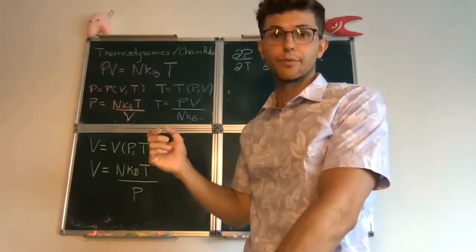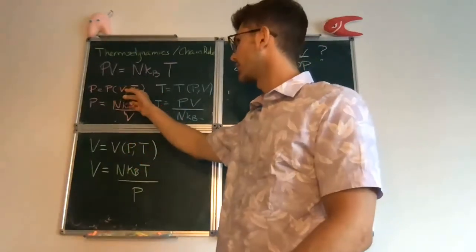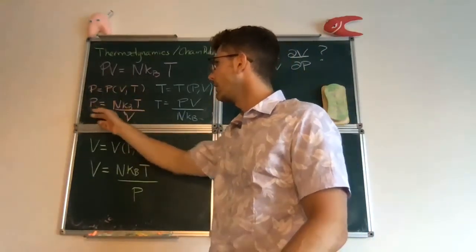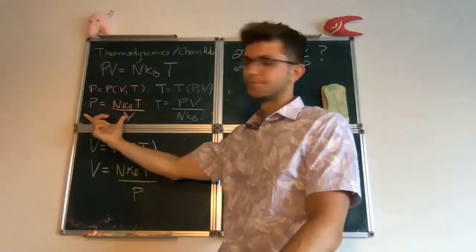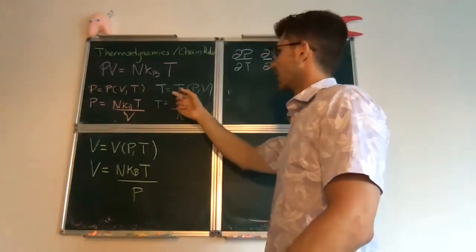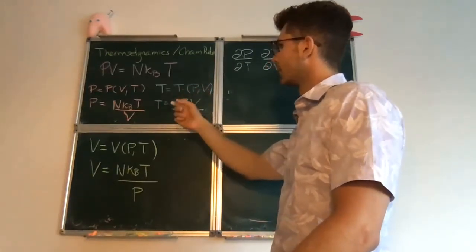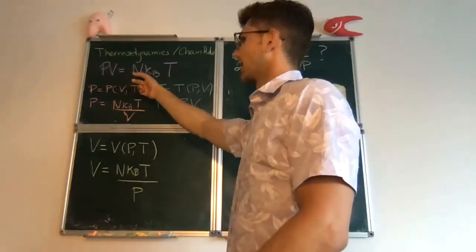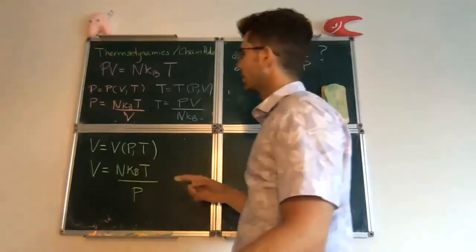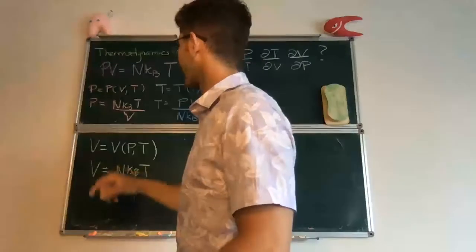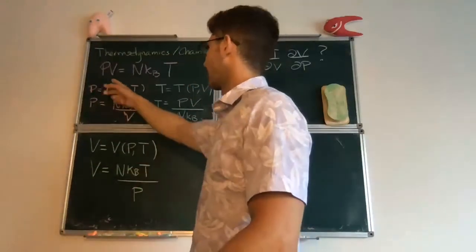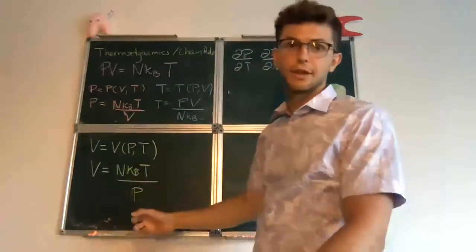So for example, if you want to understand pressure in terms of volume and temperature, you just need to divide both sides of the equation by V and you get this relation. If on the other hand you want to understand temperature as a function of pressure and volume, you just have to divide by NKV and you get this relation. And finally, if you want to understand volume as a function of pressure and temperature, you can just divide by pressure and you get this relation.